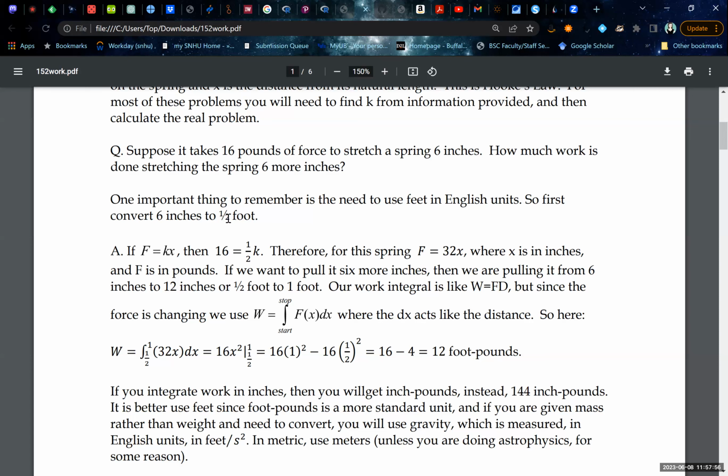So 6 inches is a half a foot because 6 divided by 12 is 1/2. And then if I plug in my x equals a half and set that equal to my force, I can solve for k. Again, this is very common in spring problems involving work. I get in this case that the force is 32 times x, where x is in feet, and F is in pounds.